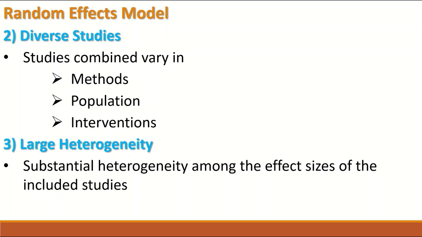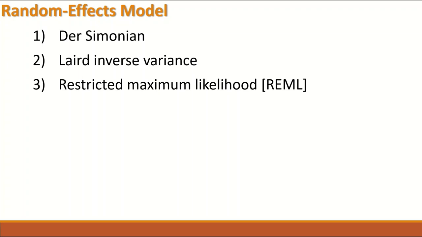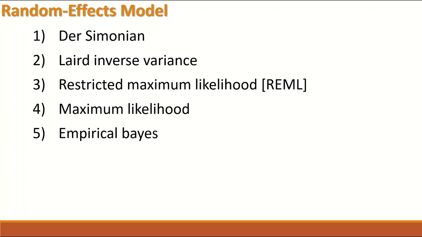Random effects models in common use include, but are not limited to, DerSimonian-Laird inverse variance, restricted maximum likelihood, maximum likelihood, empirical Bayes, and Hunter-Schmidt. Any of these options can be selected when performing meta-analysis and choosing a random effects model.